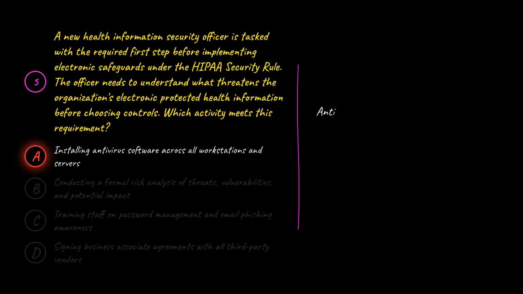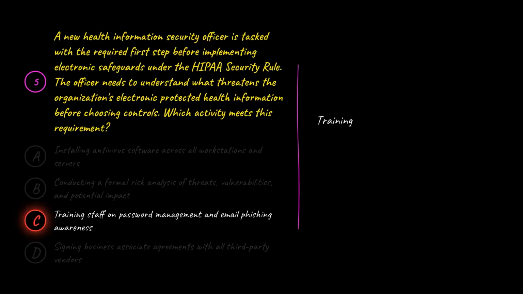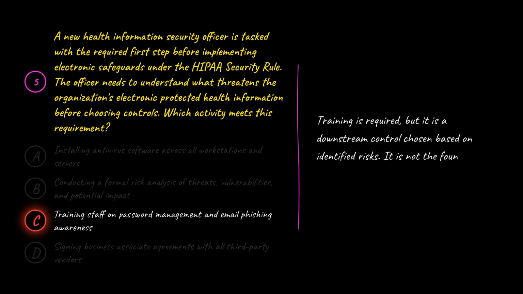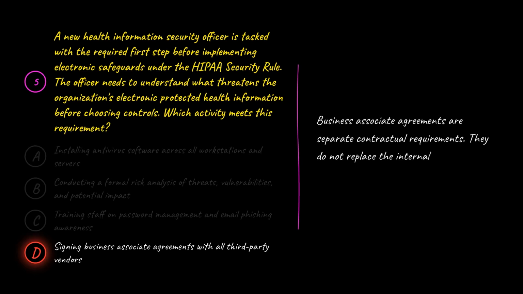A is wrong because antivirus deployment is one technical safeguard, but it comes after analysis reveals where malware poses a risk. Jumping to controls bypasses the required analytical step. C is wrong because training is required, but it is a downstream control chosen based on identified risks. It is not the foundational first step. D is wrong because business associate agreements are separate contractual requirements. They do not replace the internal risk analysis of the organization's own systems.